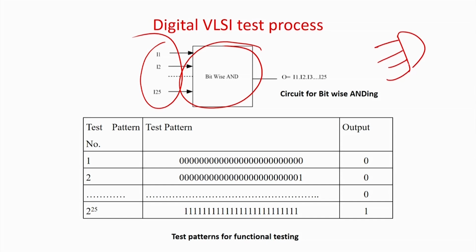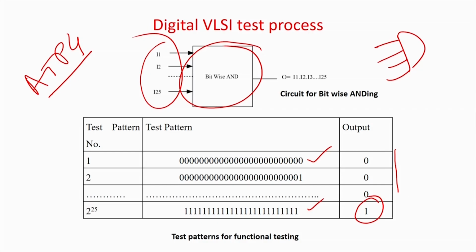Now how will you test it? Of course you have to apply all the patterns, from all zeros to all ones, and see whether the output is proper or not. In all cases the output will be 0, except in the case of all 1s, where the output should be 1. A very simple way of doing this is called automatic test pattern generation, ATPG. Or test pattern generation, which is not automatic here because I am doing it manually. So all possible patterns you have to apply and your job is done.